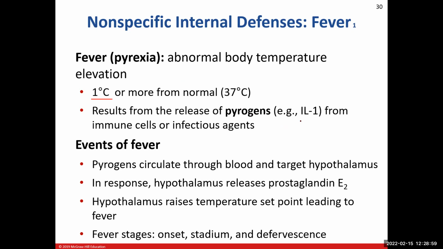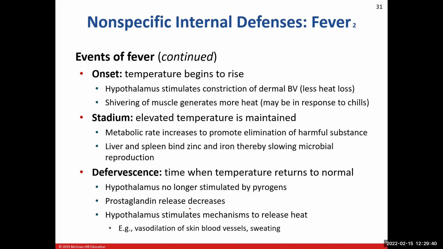An example that's given here is interleukin 1, which is one form of the pyrogens. So these cells, for example a macrophage, can release pyrogens into circulation, and it eventually winds up at the hypothalamus. That pyrogen causes the hypothalamus to release prostaglandin E, another eicosanoid. Prostaglandin E2 is going to cause an increase in your body temperature, causing the fever. We'll talk about the effects, why fever is good and bad, here in a second.